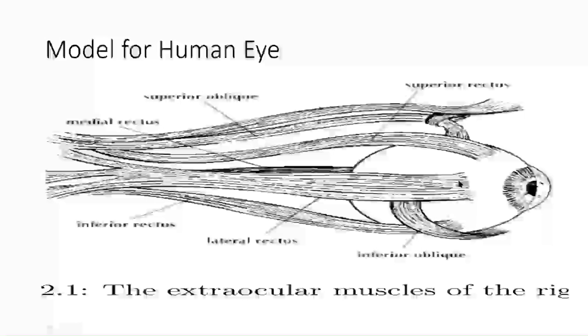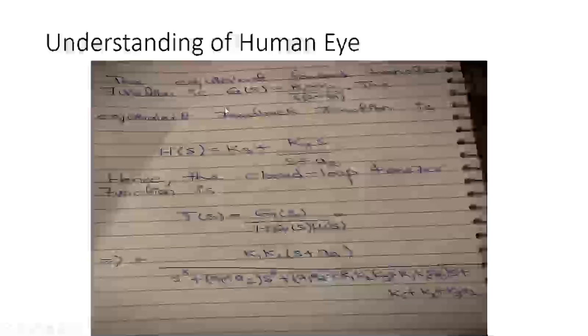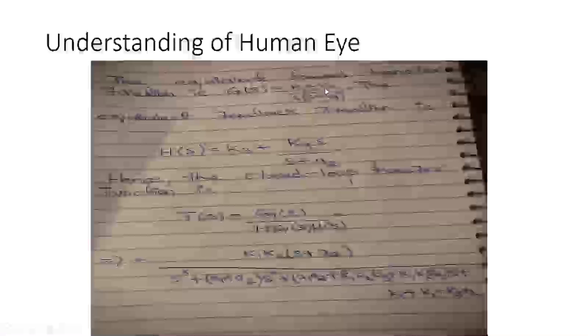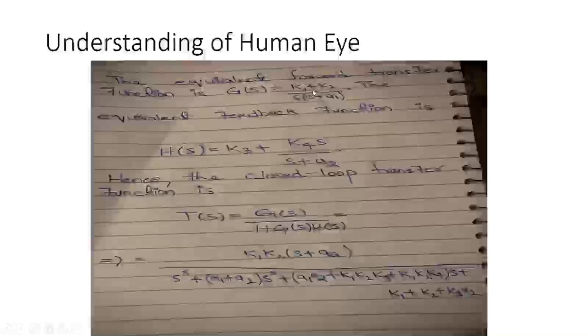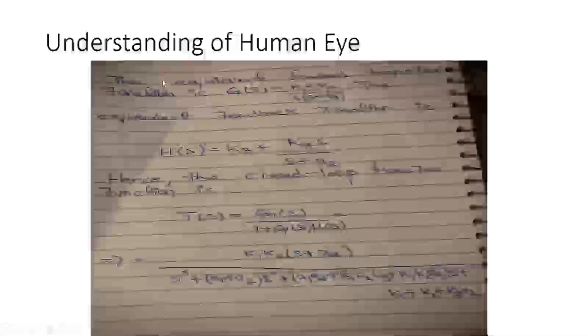So this is the brief introduction about the model for human eye. Now come to the point, this is our related problem which we explain here, and the solution of this problem is here. The equivalent forward transfer function is G(s) equal to K1 K2. So this is our equivalent forward transfer function.